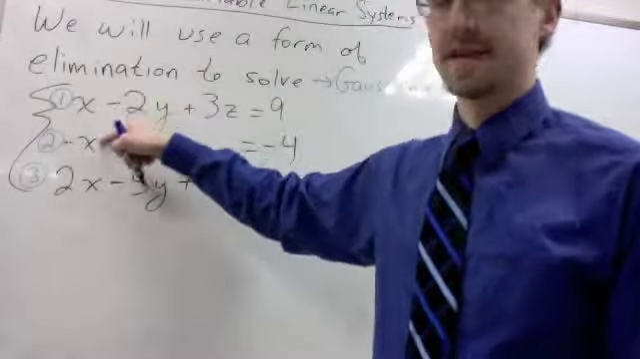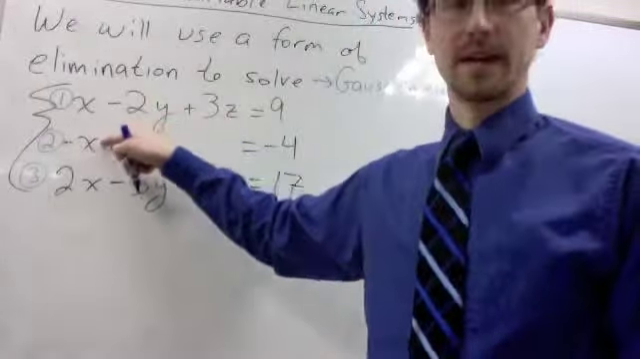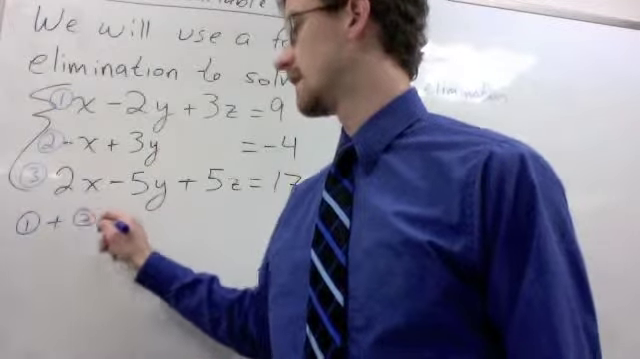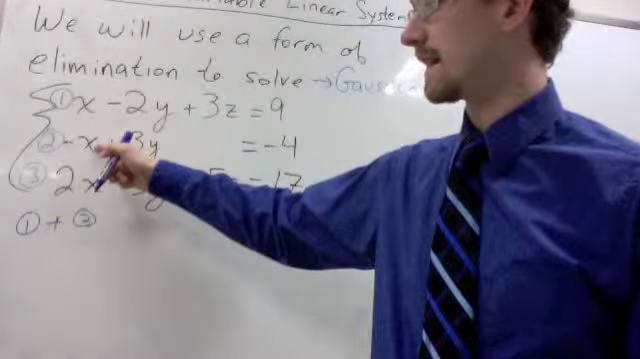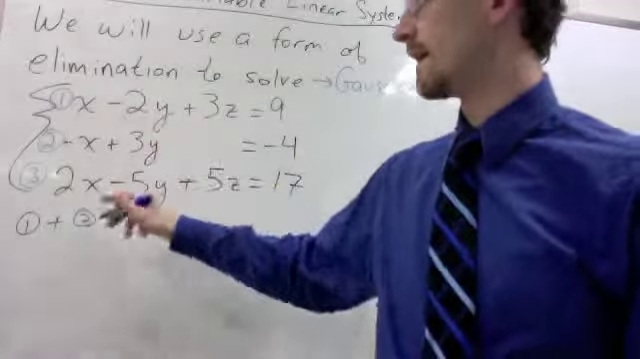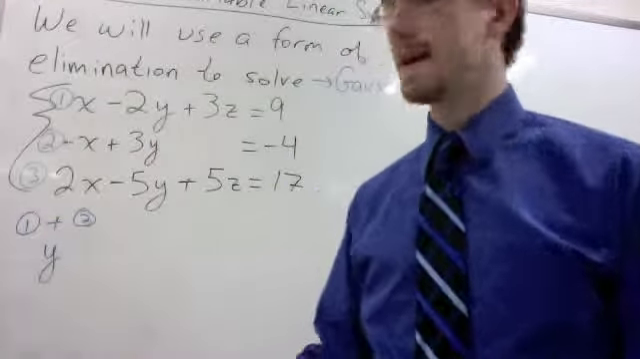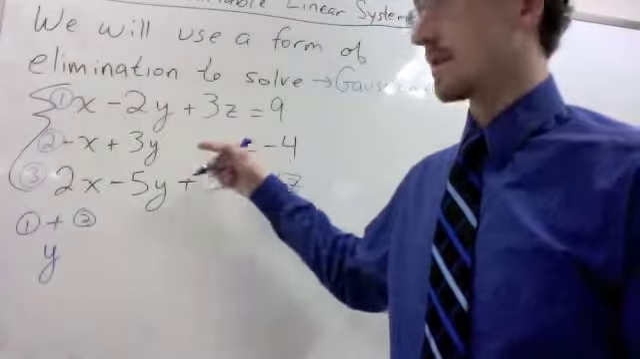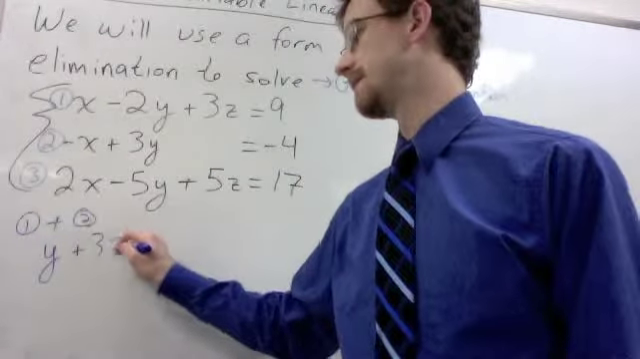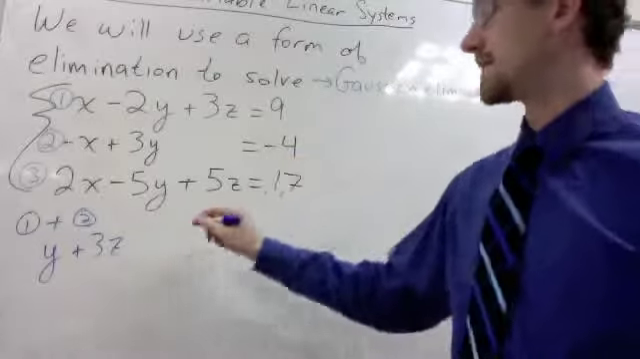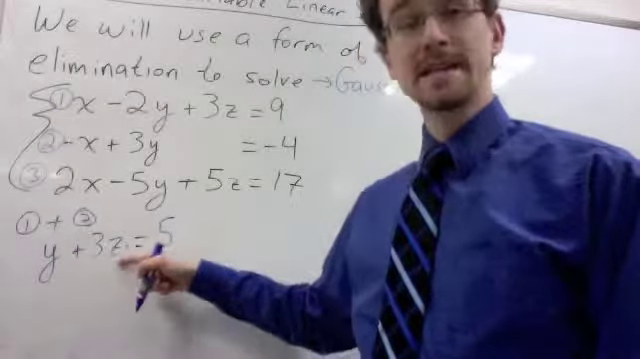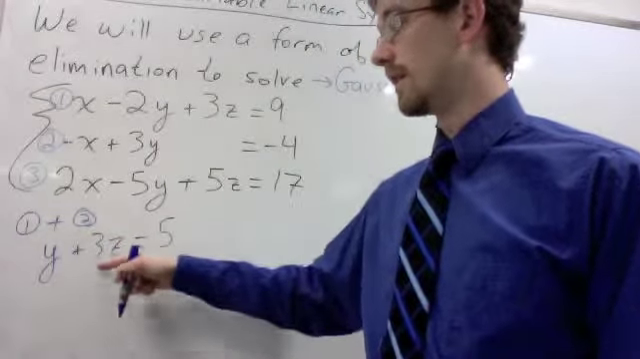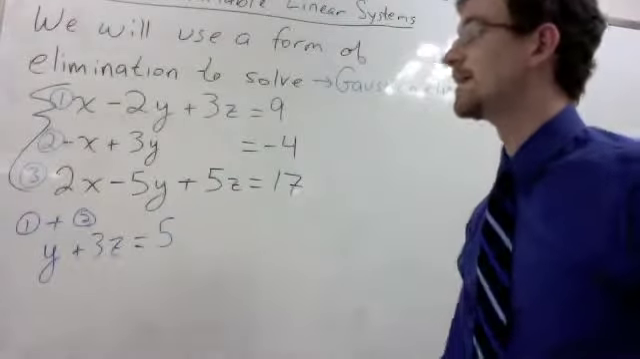In this case, x plus negative x will get us 0, so we can simply take equation 1 plus equation 2. Taking equation 1 plus equation 2, x plus negative x is 0. Negative 2y plus 3y gets us y, and 3z plus 0 gets us 3z. And 9 plus negative 4 is 5. So now we can replace the second row of our equation with y plus 3z equals 5.